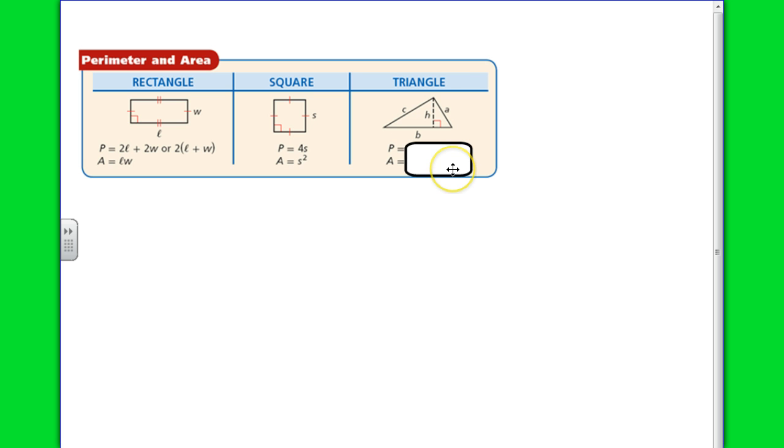Perimeter, good. And then the area. Good, so base times height over 2. It's my favorite way of writing it because it's a little shorter, I think, than writing 1/2 of base height. But it's equivalent, right? Good.